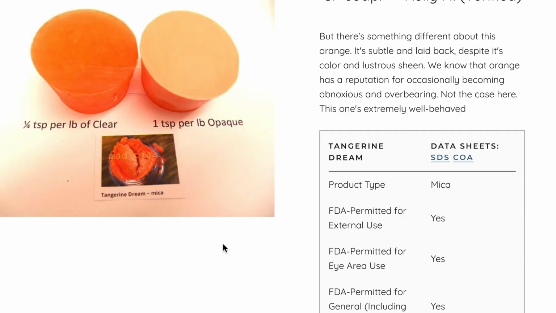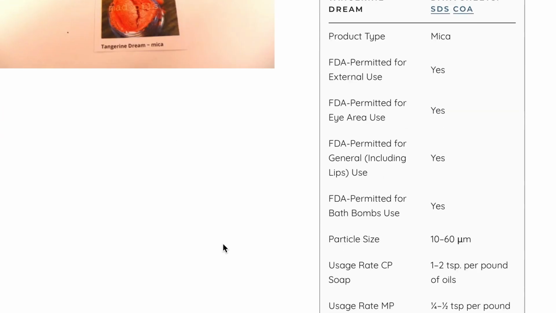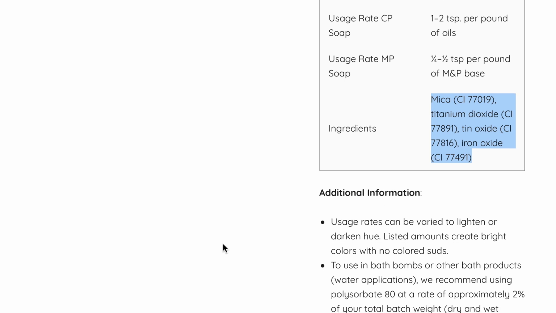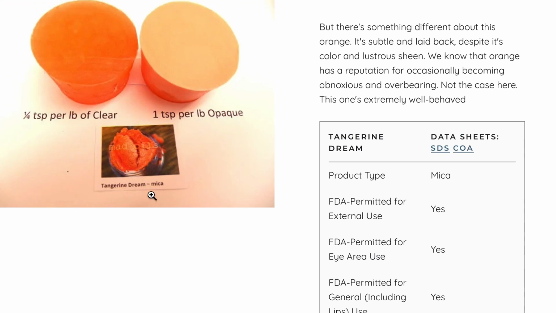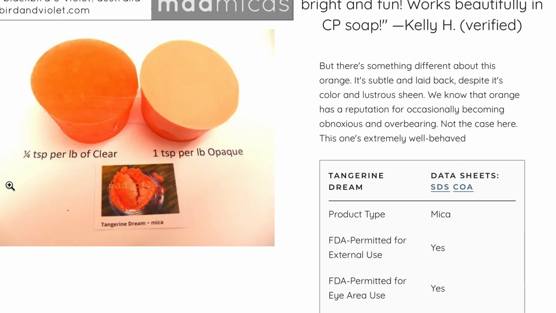So there are different usage rates out there, you guys. If you go on Mad Mica's site, let's quickly take a look at that again. It does have a suggested usage rate there. I'm not sure about other sites, but Mad Mica does have that on there. I've never really paid attention to it. I use my colorant according to what that colorant is going to bring to my soap.